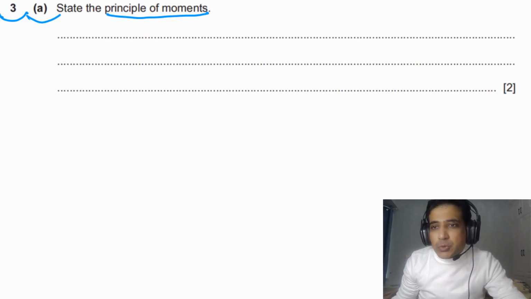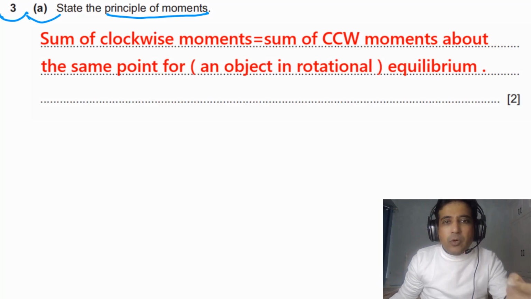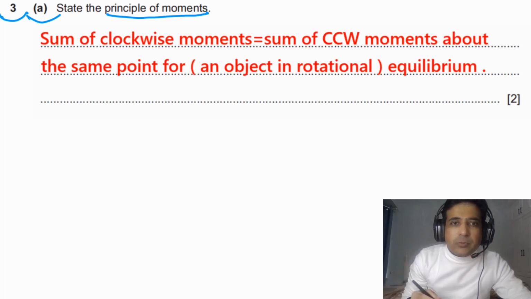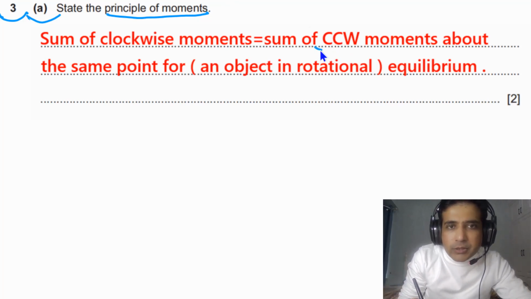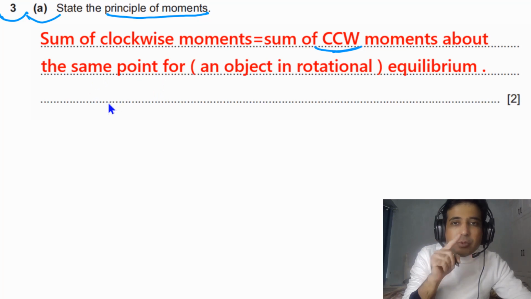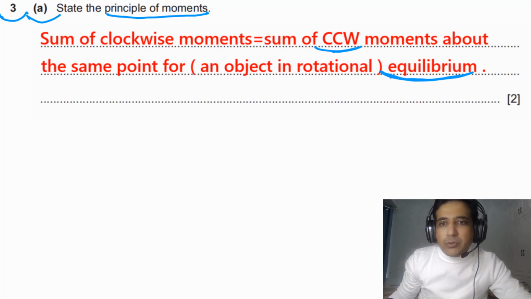Now let me show you the answer, how you can write it down. This is how you can write your answer for the principle of moments. You can say the sum of clockwise moments has to be equal to the sum of anti-clockwise moments about the same point, meaning about any point, whether you choose it on the object or outside the object. The resultant moment has to be equal to 0 if the object is in rotational equilibrium. So this is how you can answer this question.